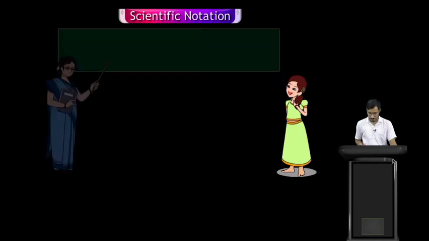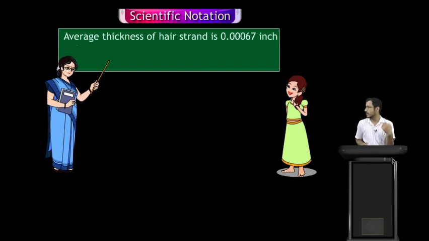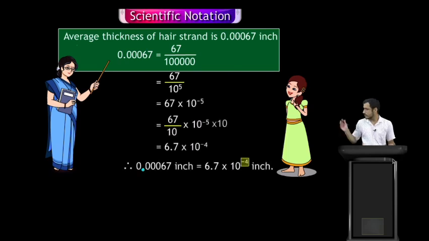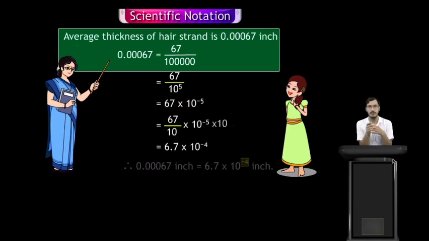So what is the thickness of a hair strand? The average thickness of a hair strand is 0.00067 inch. Students, can you express this number in scientific notation? Do it. So here we write it in fraction form, 67 upon 10 to the power 5, then 67 into 10 to the power minus 5. The number here is 67, so we write 67 by 10 and then multiply by 10. So here 6.7 into 10 to the power minus 4, that is the scientific notation.